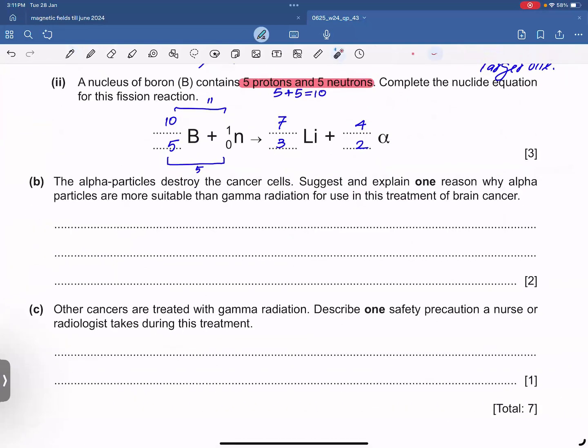Part B. The alpha particles destroy the cancer cell. Suggest and explain one reason why alpha particles are more suitable than gamma radiation for use in this treatment of brain cancer. So alpha instead of gamma. The alpha have least penetration and they have very short range. That is one reason. Another reason you can say is that alpha is highly ionizing, more ionizing than gamma, so they can easily destroy the cancer cells.